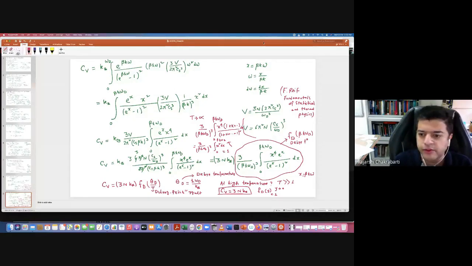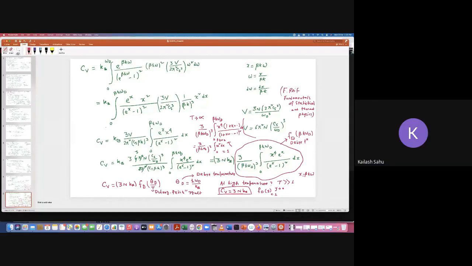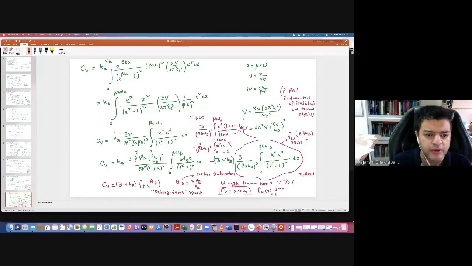Just to recall what we are doing in the last class, we are dealing with this expression of heat capacity. You have an integral, of course, you have some constant sitting there. And I had showed that if you go to the high temperature limit, then this expression exactly matches that of Dulong and Petit's, which is 3 times nkb.